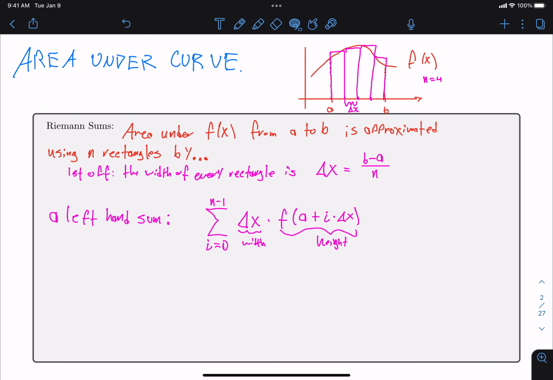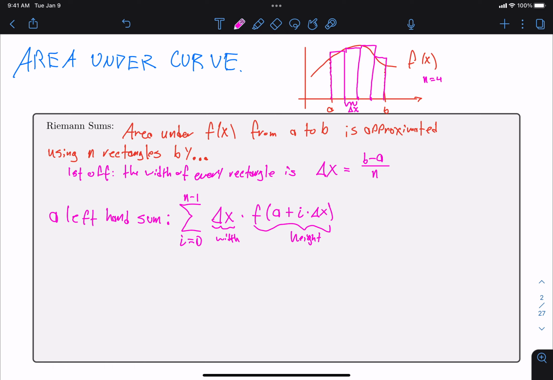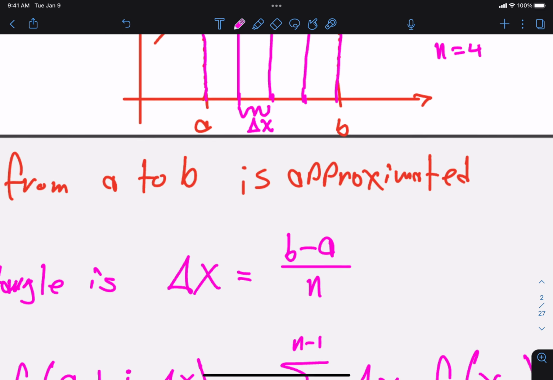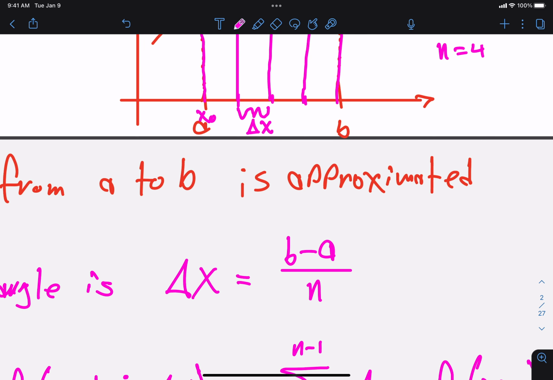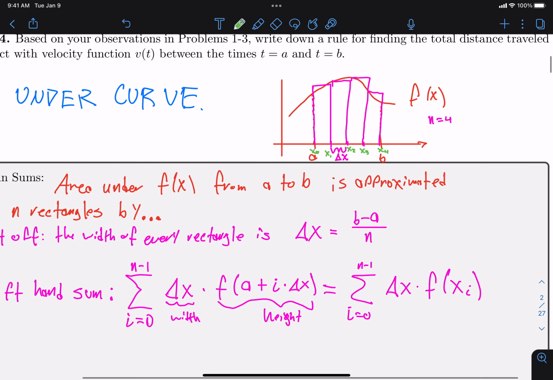Okay, I want to show you one other way that it's written. This is the way that it's written in your textbook, which is really the same thing. They say it's the sum from i equals 0 to n minus 1 of delta x times f of x_i. The only difference here is that they say x_i is a plus i delta x. So in this case, you would have x0 here, x1 here, x2 here, x3 here, and x4 there. So for this one, we would do i equals 0 to 3, okay? And we would use x0, x1, x2, and x3 as the inputs to get the height of each rectangle shown here. So that's a left-hand sum.